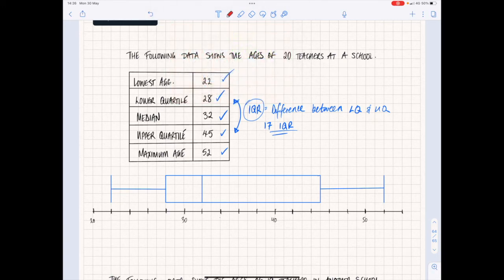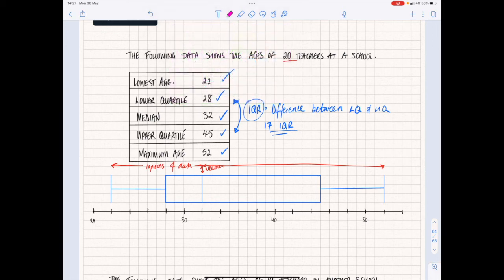So now we need to start to understand what each value represents. Well, this line here is your median. So what that means is 50% of the data falls between here and here, and 50% of the data falls between here and here. So therefore you could say there's 10 pieces of data here. So there's 10 teachers that fit between here and here. And then there's also 10 teachers that fit between here and here, because there's 20 in total.